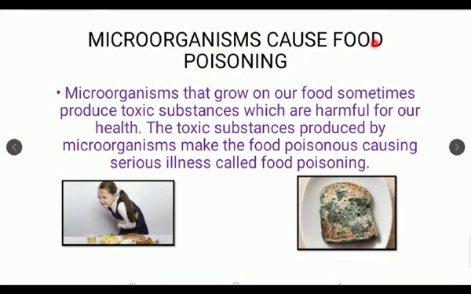Microorganisms cause food poisoning. Microorganisms that grow on our food sometimes produce toxic substances which are harmful for our health. The toxic substances produced by microorganisms make the food poisonous, causing serious illness called food poisoning.